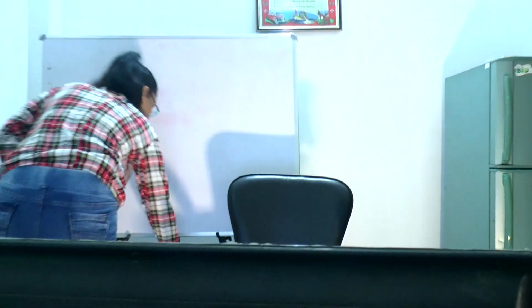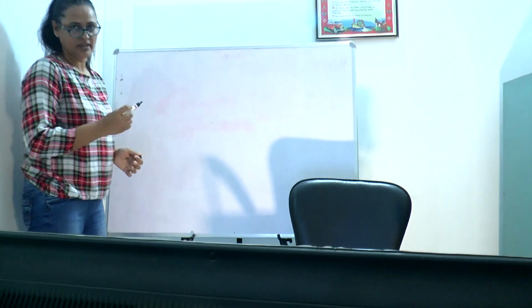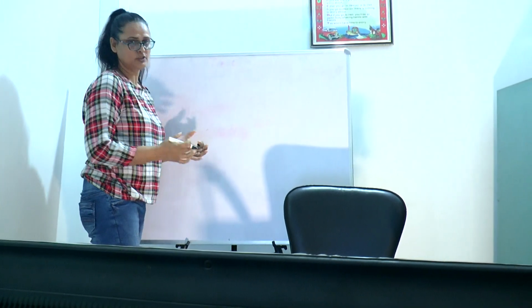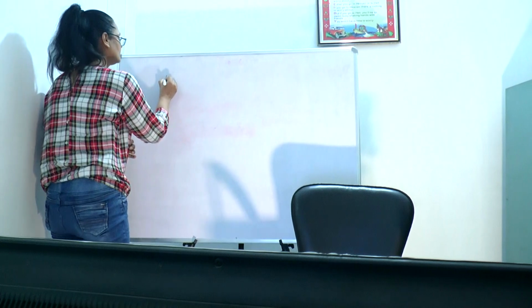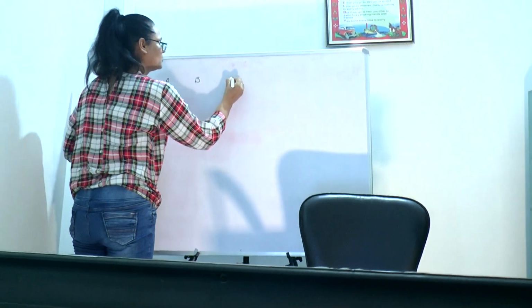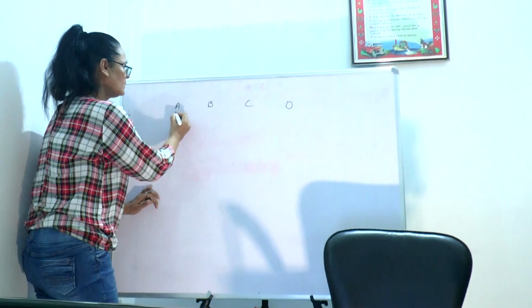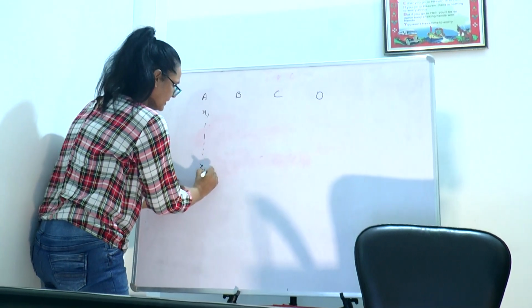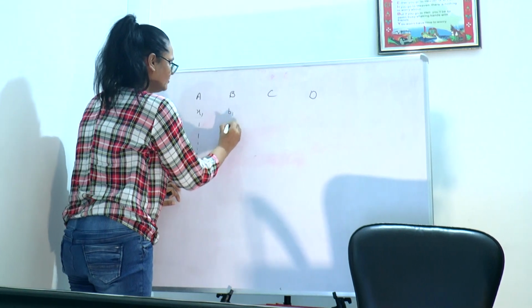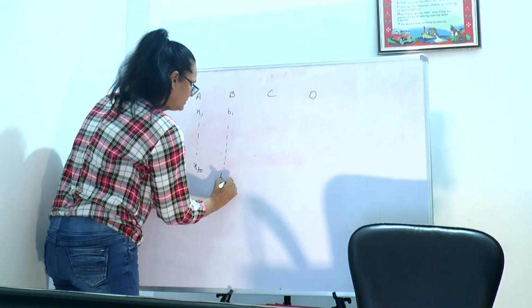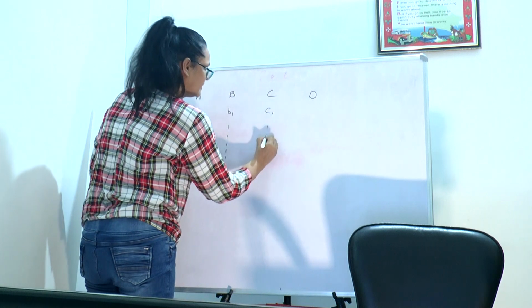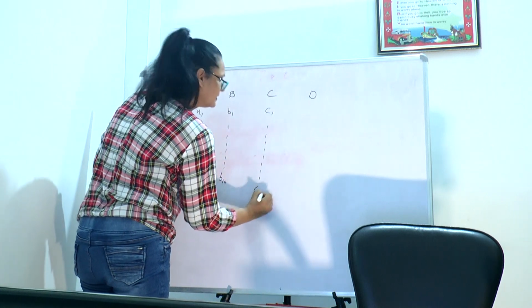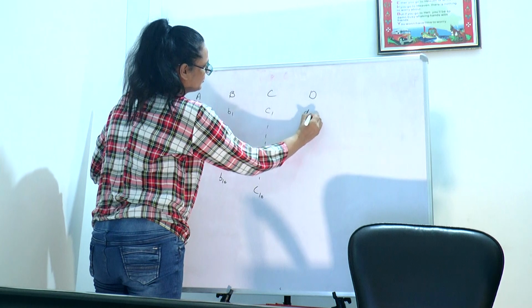Now we will do it with the help of an example on the board. Suppose that we have 4 groups and in each group we have 10 students. It is group A, group B, group C and group D. There are 10 students in group A. Suppose that they are x1 up to x10. In group B, it is B1 up to B10. In group C, there are 10 students, C1 up to C10, and in group D, the students are D1 up to D10.